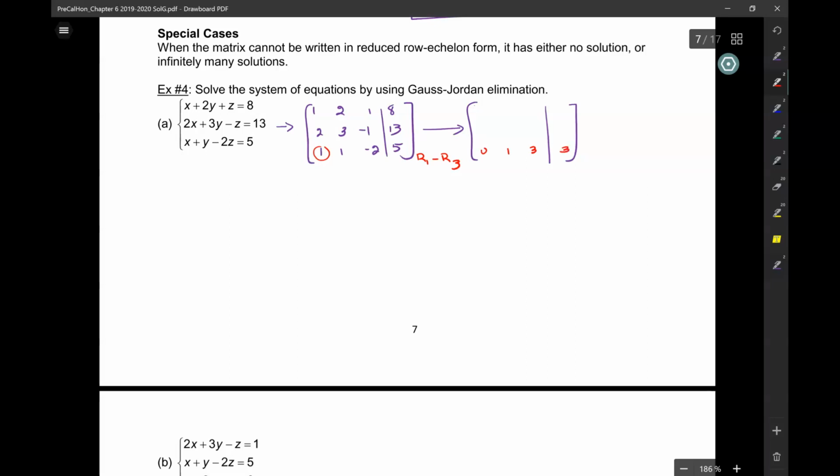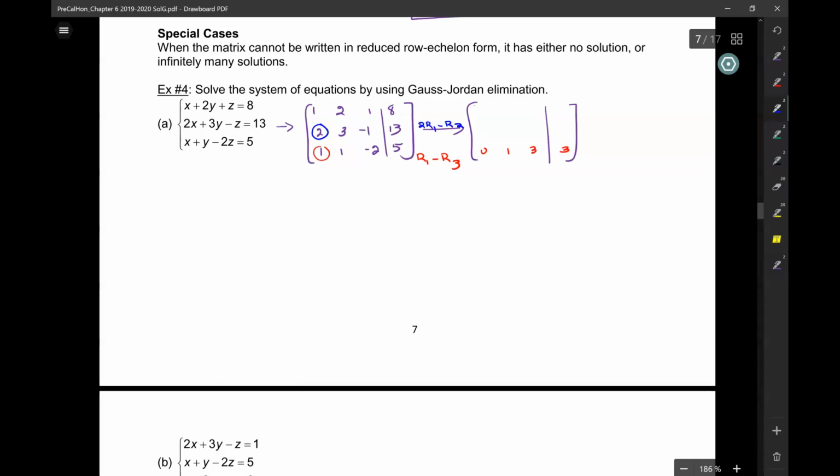Next. So why is it 3? Because it's 1. Next, I need to get rid of that one, right? I can do it in the same matrix because they have nothing to do with each other. So, how can I change 2? I can use any of these. What can I do? Multiply row 1 by 2 and subtract. So, 2 row 1 minus row 2.